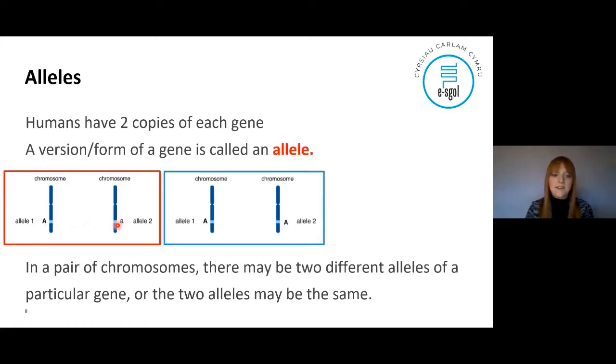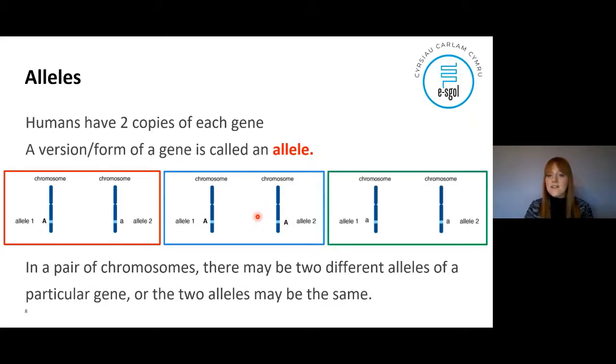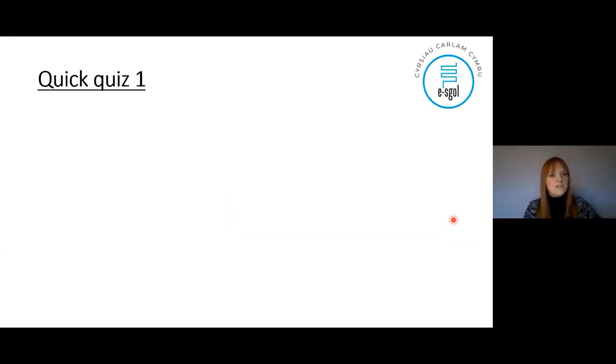That's one example. Let's look at another example. This child has inherited what we're going to call a dominant allele, we'll look at what that is in a second, from their mum, but also the same allele from their dad. And then child 3 has inherited the recessive allele, and we'll look at what that means in a second, from their mum, and the same recessive allele from their dad. So humans have 2 copies of each gene. Those alleles may be different or they may be the same.